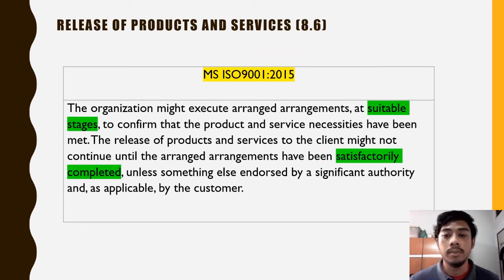So for this subclause 8.6, release of products and services in ISO 9001. So the organization executes planned arrangements at suitable stages until the arrangements have been satisfactorily completed, unless otherwise approved by a relevant authority and, as applicable, by the customer.